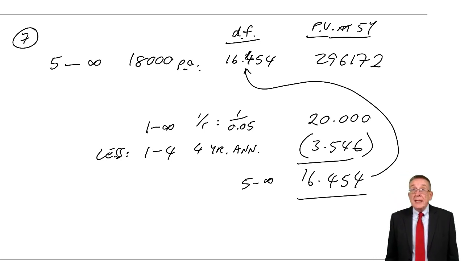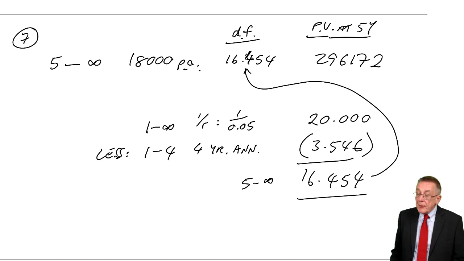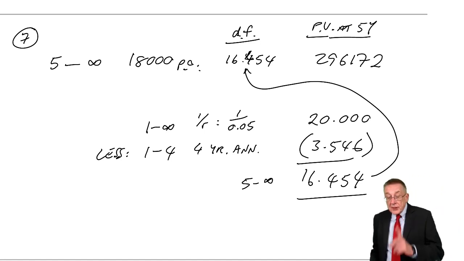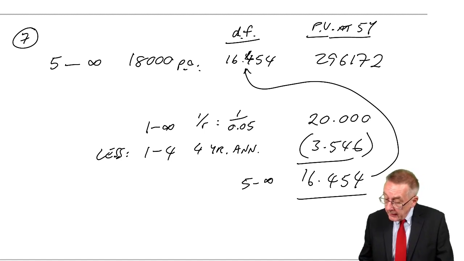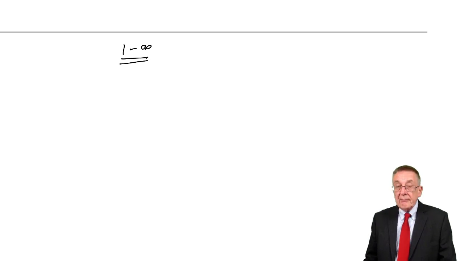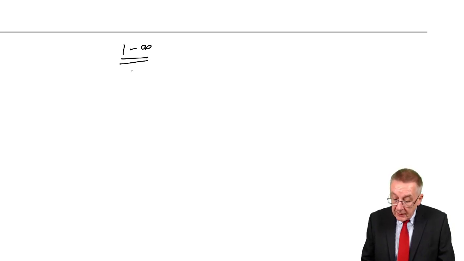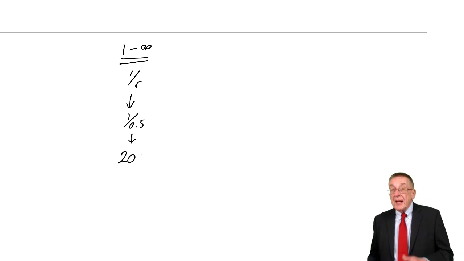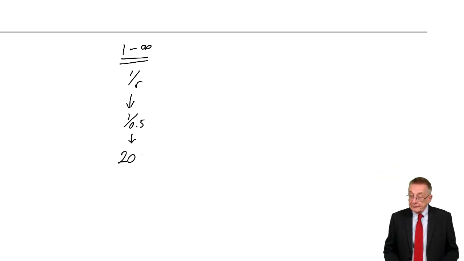I said I'll show you 2 ways. It's really whichever you find most obvious. For most people, I think what we've done there is the quickest. The alternative, though, is this: if it was 1 to infinity, we multiply by 1 over r, which is 1 over 0.05, 5%, which is 20. So if I multiply by 20, had it been 1 to infinity, that would give me the present value.